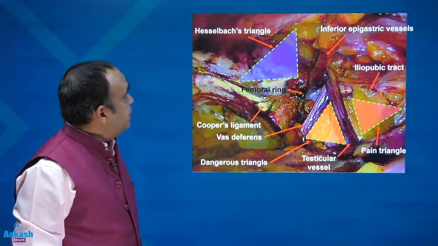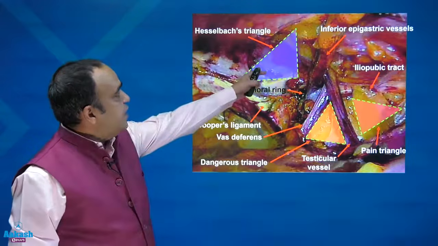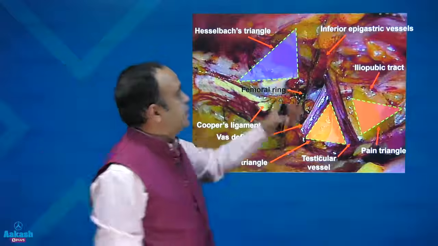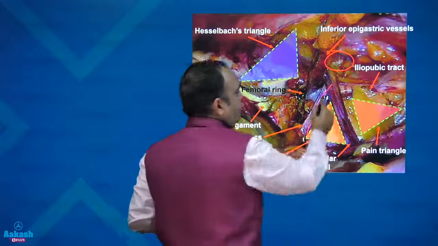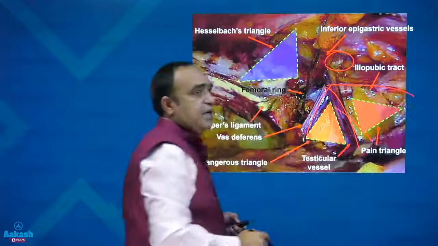Triangle of doom and triangle of pain. So this is direct hernia, that is Hesselbach's triangle. This is the deep ring. Okay, so that's the triangle of doom. That's the triangle of pain.